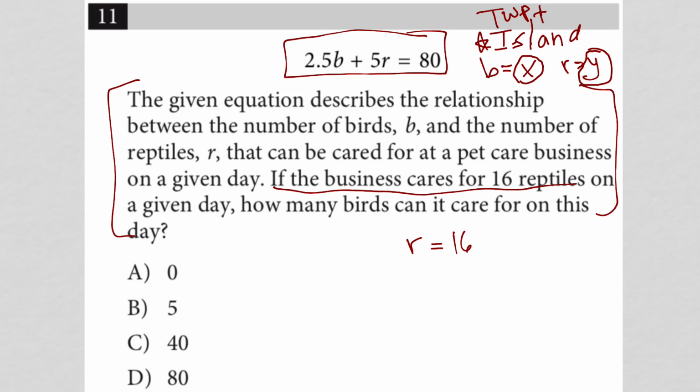Well, again, because I have already replaced r with y in DESMOS, I'm going to look for y equals 16. So if the business cares for 16 reptiles on a given day, how many birds, right? So how many birds will be b question mark. But again, because I've replaced b with x, this becomes x equals question mark. How many birds can it care for on this day?